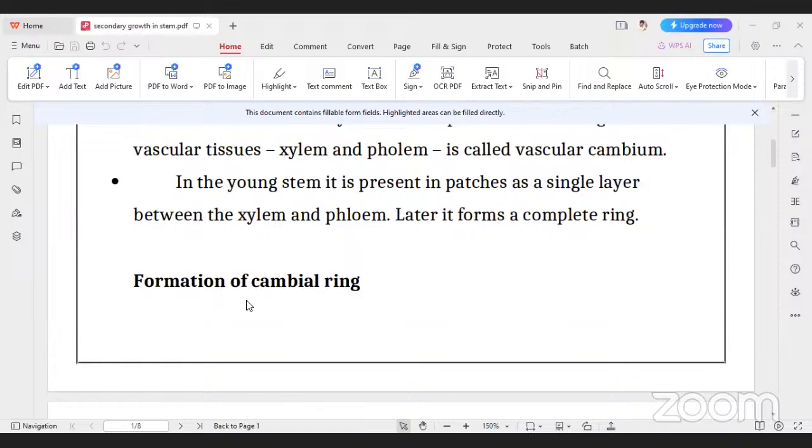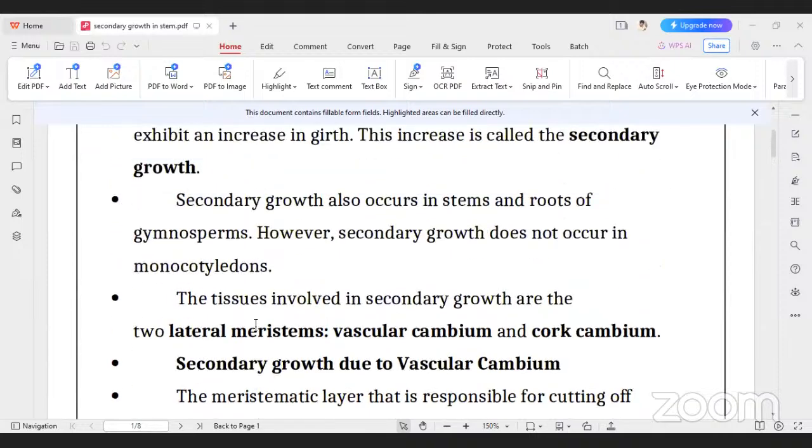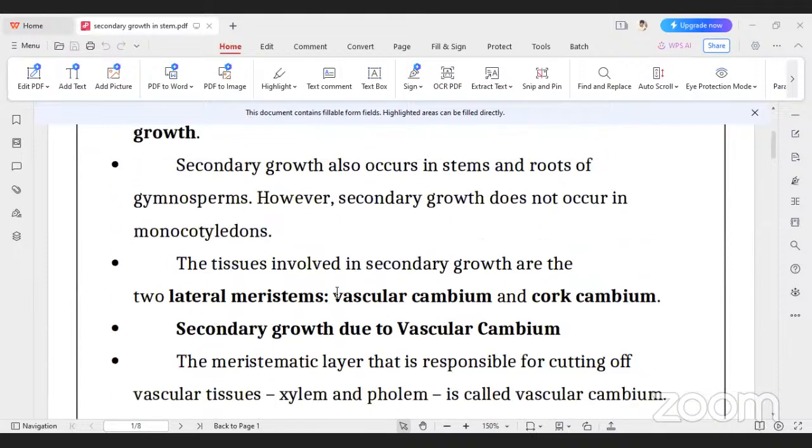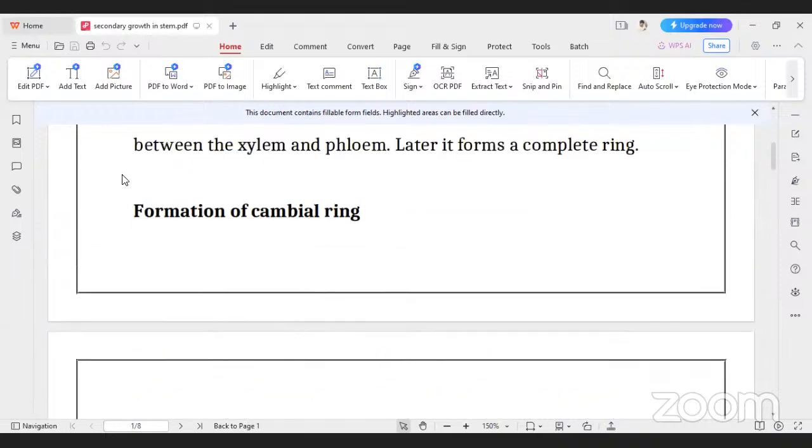Now let's see the formation of the cambium ring. Before formation of the cambium ring, the requirement is the lateral meristems, that is vascular cambium and cork cambium. Both belong to lateral meristem. First vascular cambium ring formation, or next one cork cambium formation. In secondary growth, the changes occurring during the secondary growth of dicot stem can be divided into two stages. They are intrastelar changes and extrastelar changes. First, see intrastelar changes. Intrastelar means inside the stele.